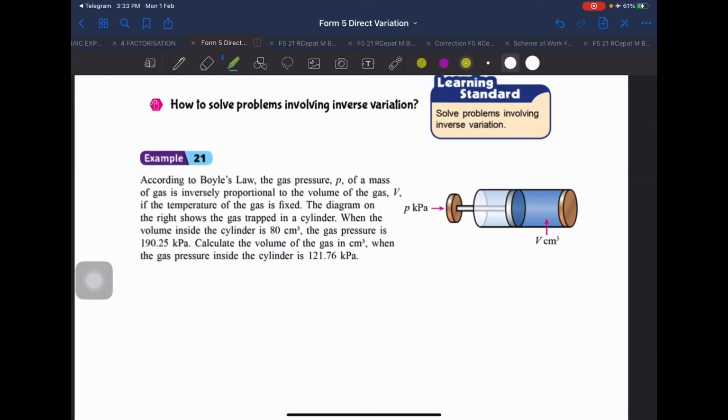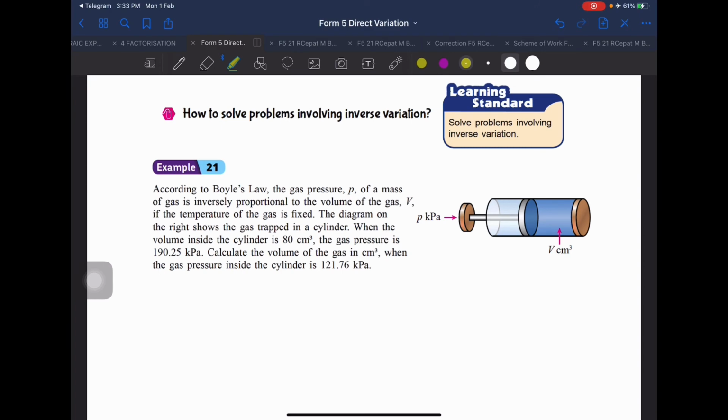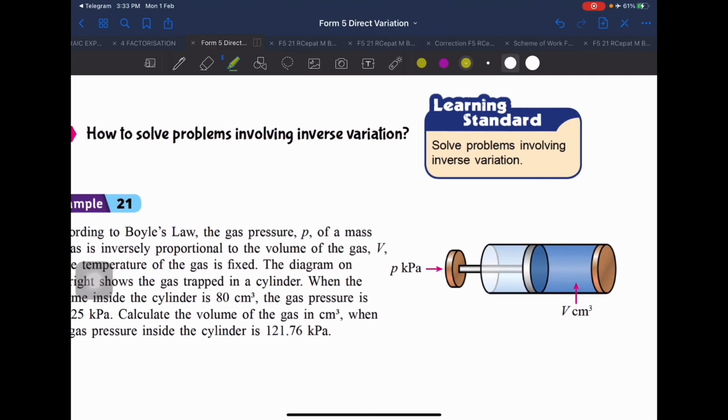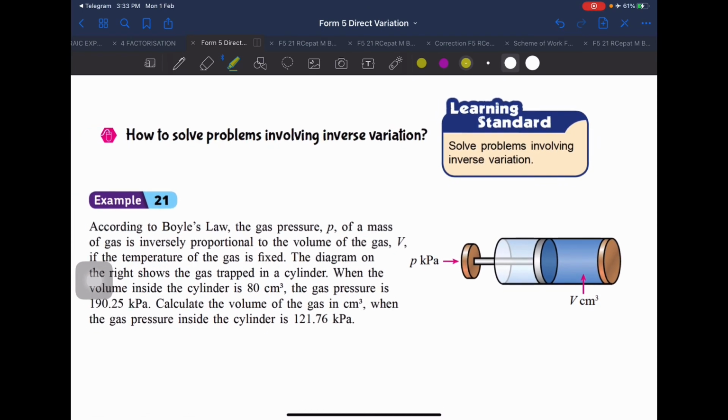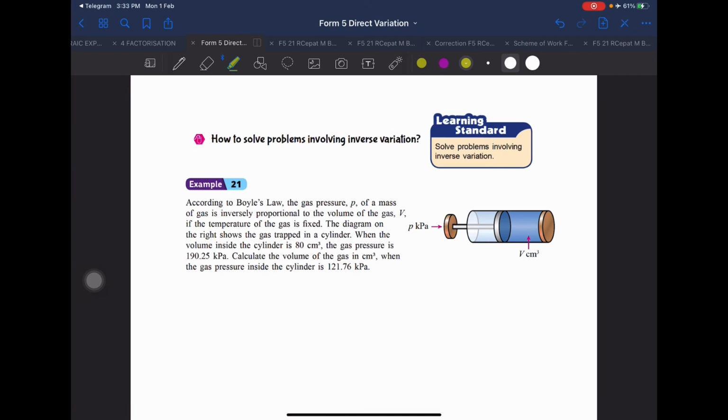Let's proceed to the last learning standard for this week's class. The learning standard is to solve problems involving inverse variation.